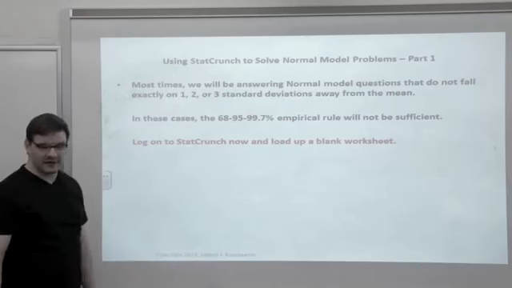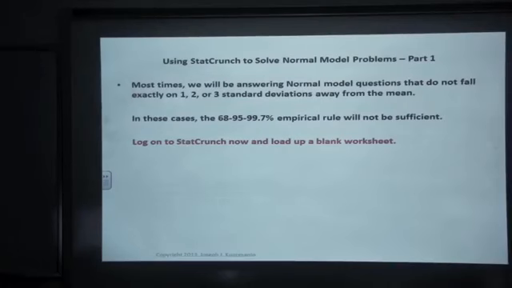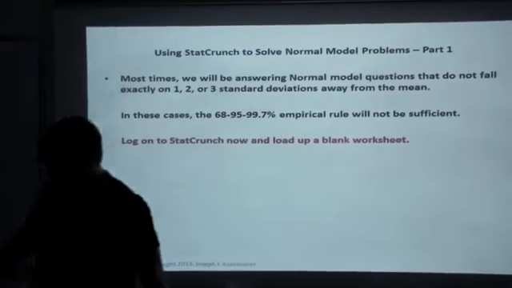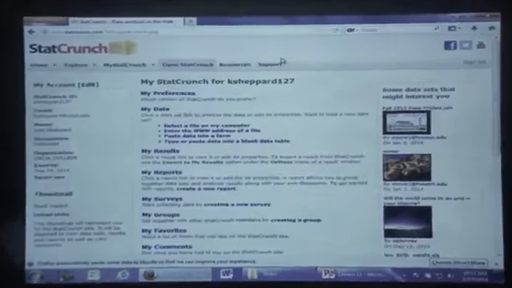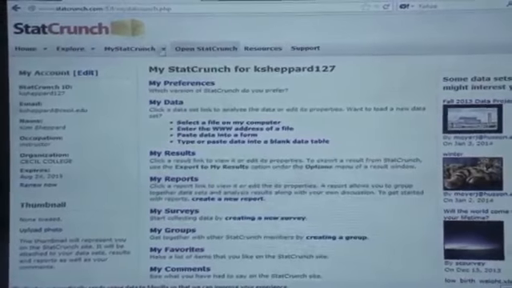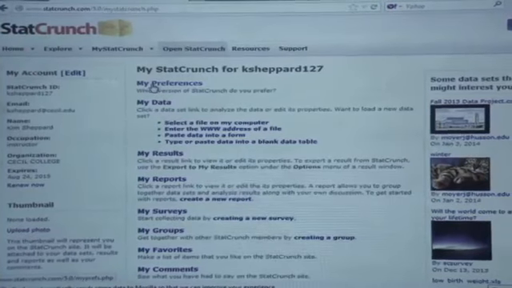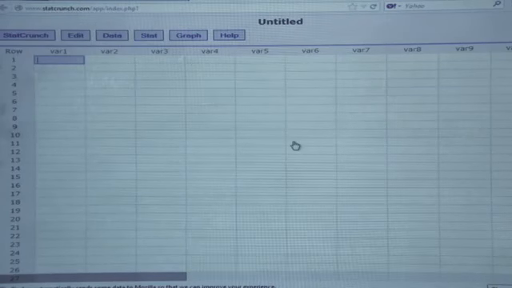Okay, so fire up StatCrunch. I'm going to kill the lights here. And if you log on to StatCrunch, make sure that you're logged in. All we'll do here is we'll just open up a blank worksheet. If you go to the group page, you can always open up any of the worksheets that we've used in class. But here's Open StatCrunch, and this will give us a blank worksheet. Now, we're working with the normal model calculator, so there's no data. This will just stay blank.